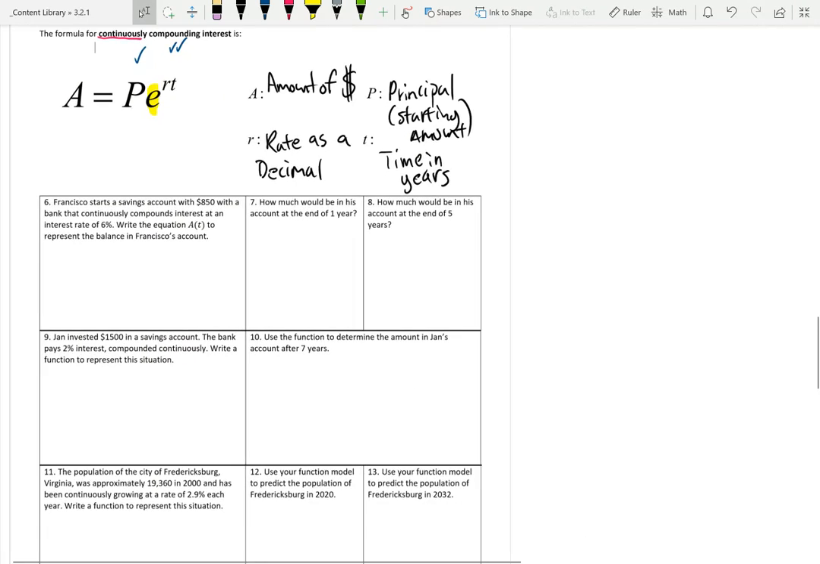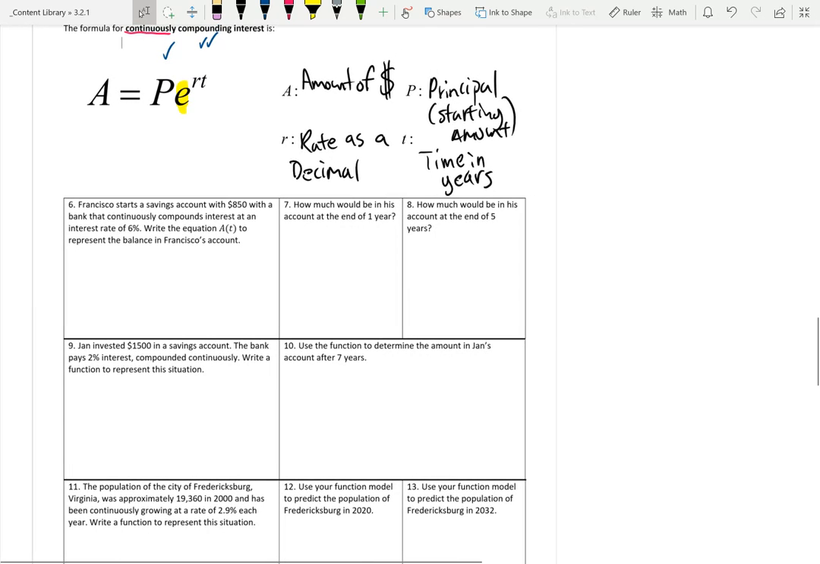Alright, so we're going to be using this PERT formula. The amount of money is given by principal times this e thing, which is 2.7, but all calculators have it memorized, don't you worry, r and t. So if you don't have a calculator, have one handy.